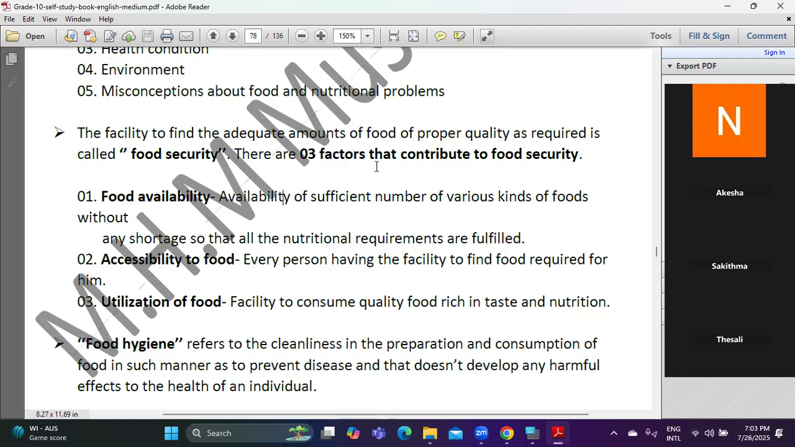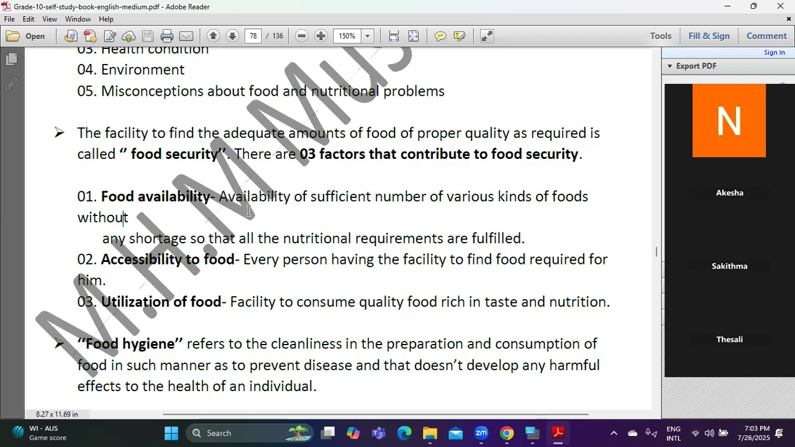Right, the 3 factors that contribute to food security. Factors that affect food security, right. What are they? Food availability, accessibility of food, utilization of food. Write in point form 1, 2, 3, just the topics. While you are writing, you can listen.